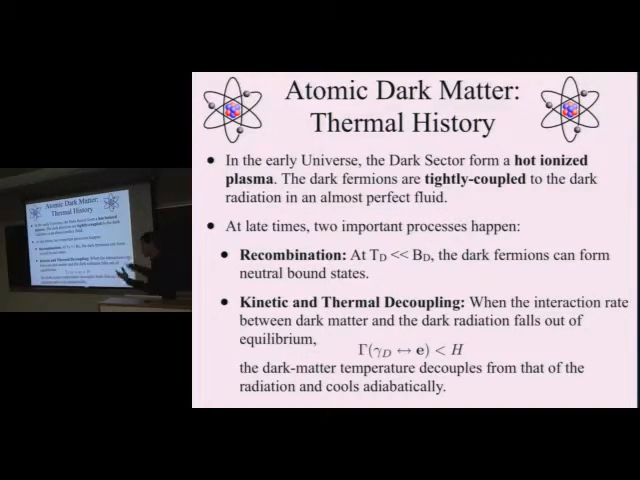As time goes on and the dark sector cools down due to the expansion of the universe, 2 important processes happen. First is recombination. Once the temperature of the dark sector falls below the binding energy, it becomes energetically favorable to form bound states in the dark sector. And the other process is kinetic and thermal decoupling between dark photons and dark electrons and protons. So when the interaction rate between dark matter and this dark radiation falls below the Hubble rate, the dark matter temperature decouples from the radiation. So we spend some time describing these two processes in detail.